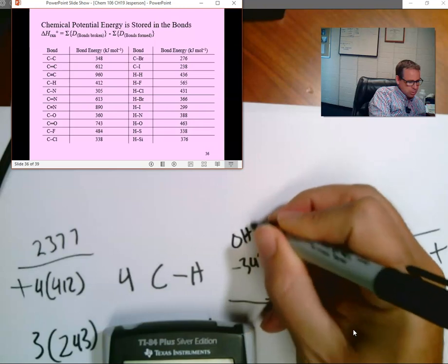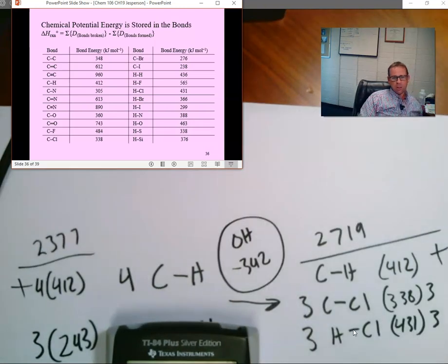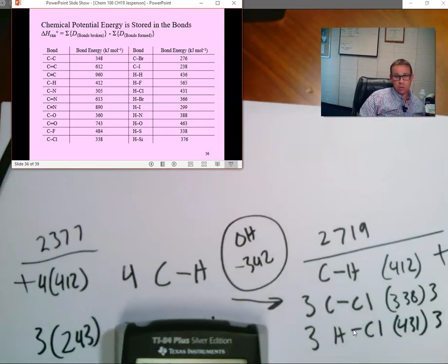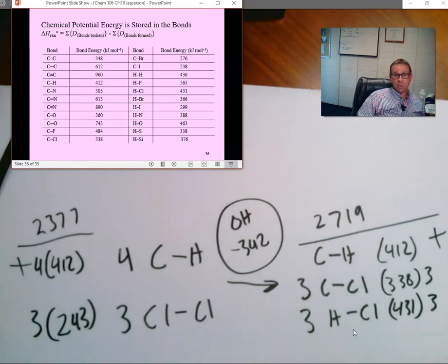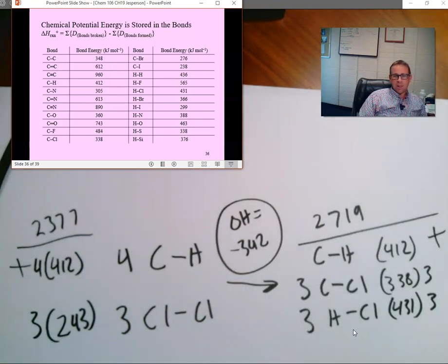So the delta H for this reaction, using our bond energies, is negative 342, which says that this reaction releases energy in terms of delta H, releases heat energy. It means that the bonds that were formed are stronger than the bonds that we initially had, right?